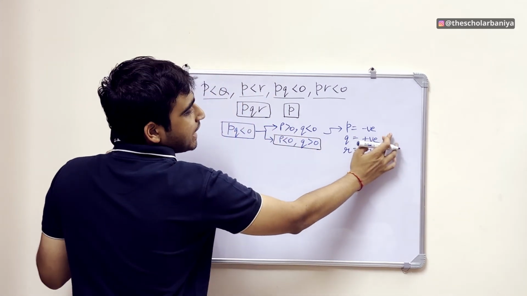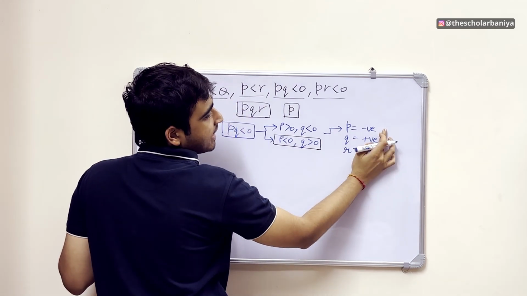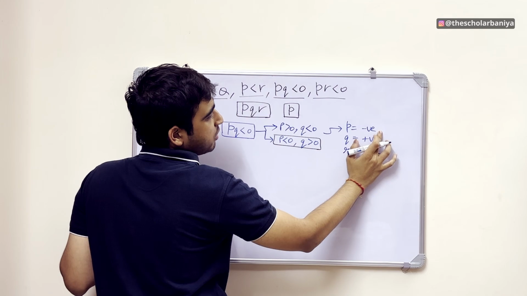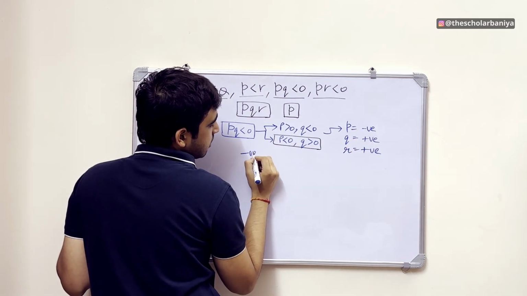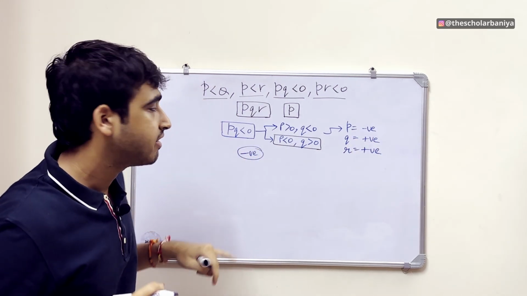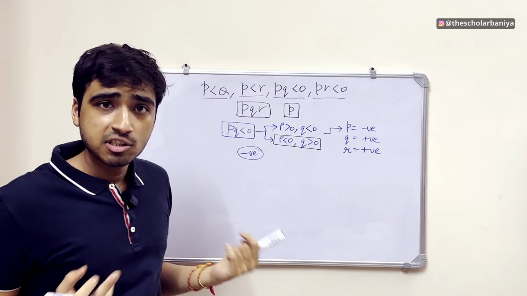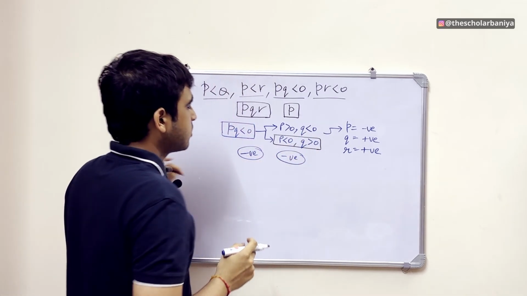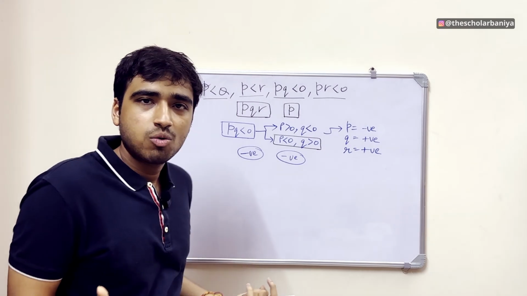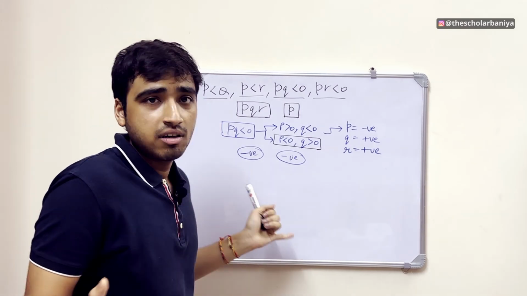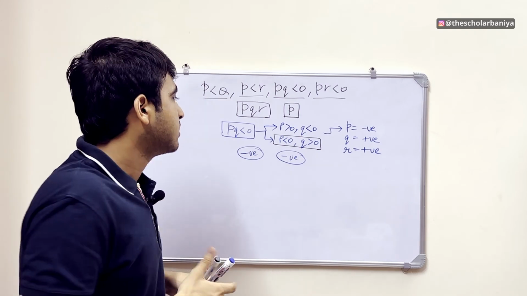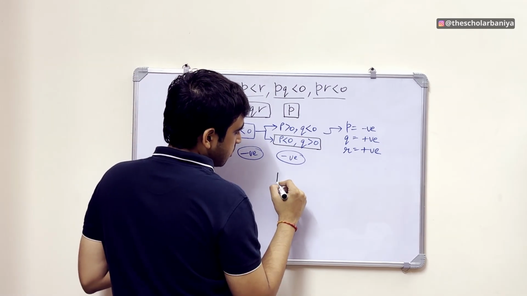So P into Q into R is negative into positive into positive. So positive into positive is positive, and positive into negative is negative. And P is also negative, because we know that. So that means both are negative. I don't know, maybe this value is bigger, this value is smaller, or vice versa. We can't say anything. So your answer becomes D.